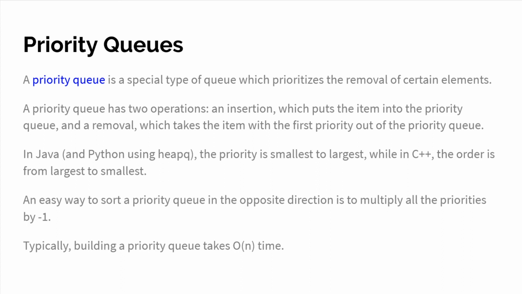And in Java and Python, the priority is from smallest to largest. So if you put a bunch of numbers into a priority queue and start removing them one by one, you get the smallest number out first.